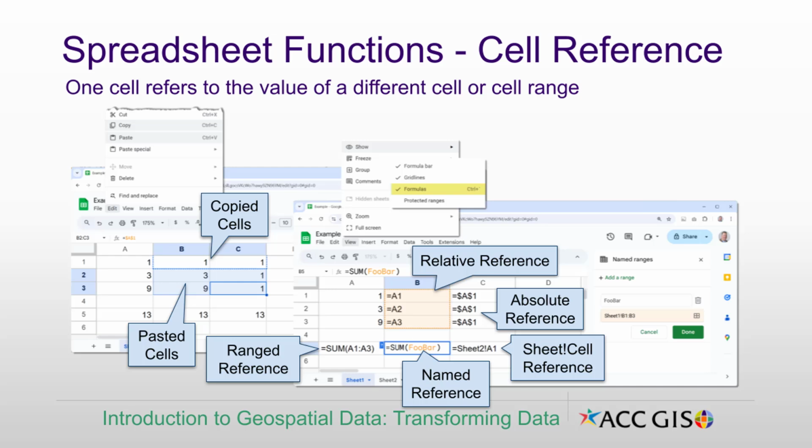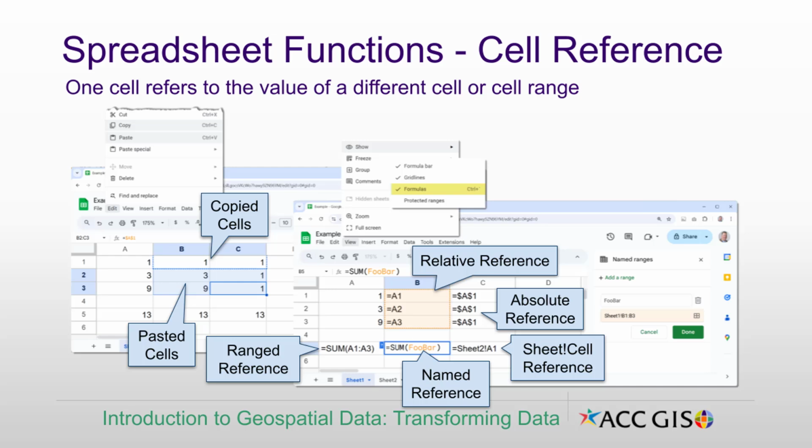Now, if you look at the example on the left, you can see that all the values are the same, but we're referring to them differently. So in A5, we have the function equals sum, and then the range A1 to A3. And so it sums up 1 plus 3 plus 9, in which the resulting value is 13. That's a ranged reference. A named reference is where you actually name a range or a group of cells, and then you refer to that in the function.